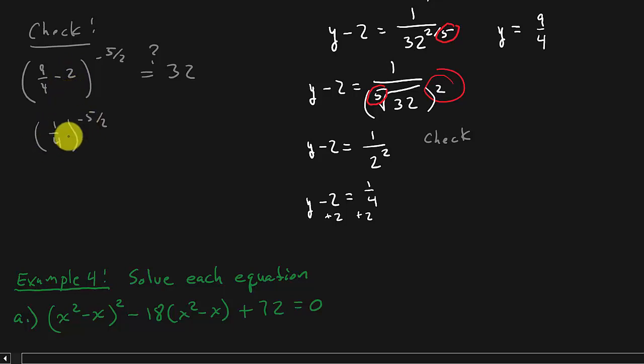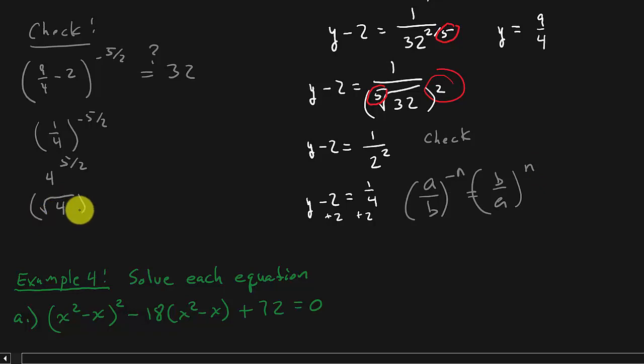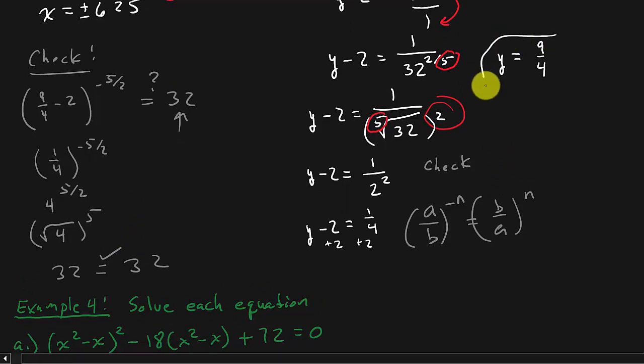All right. So remember, when you're evaluating this, if I take the reciprocal of the fraction, that changes the sign of the exponent. Remember, there's a property that a over b to the negative n is equal to b over a to the n. All right. And so now let's convert this. That's the square root of 4 to the 5th. Well, what's the square root of 4? Square root of 4 is 2, and then 2 to the 5th is 32, and that does equal this 32 over here. That checks, and so that's our solution. Okay.